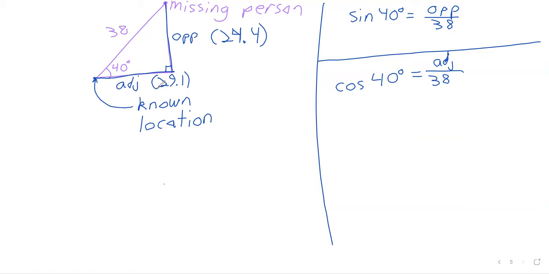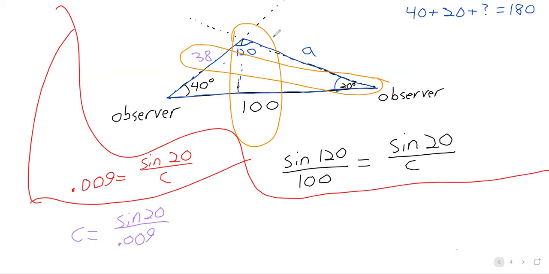This is the process of triangulation, having two different observers tracking something that you want to locate. If you know how far apart the observers are, and you can keep track of these angles, this angle and this angle, then you can track whatever you're trying to track. And that's the law of cosines. Pretty, let's see.